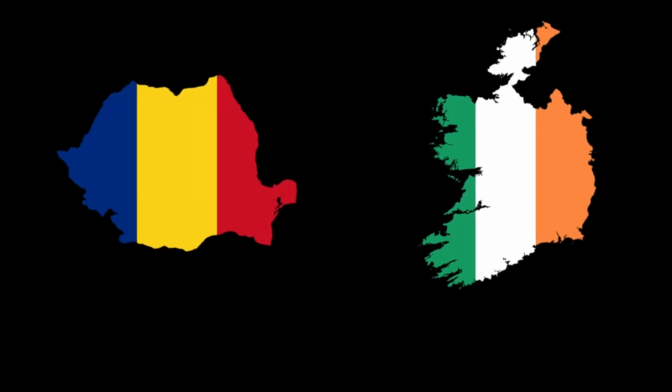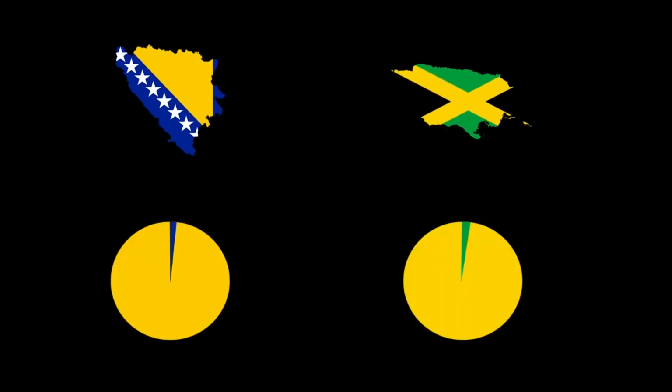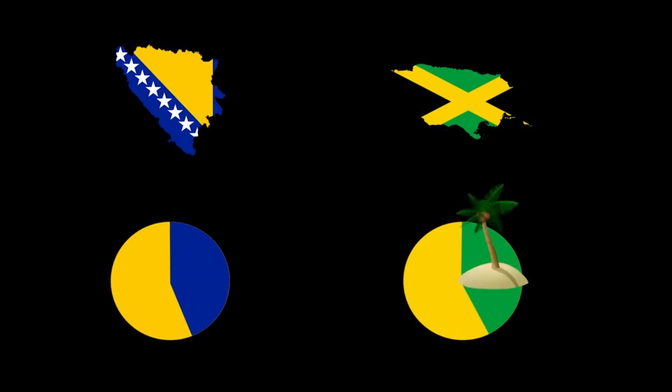For instance, Romania and Ireland have the same amount of cars per person. However, Ireland drives on the left, while Romania drives on the right. Another example of this quantity and quality is Bosnia and Jamaica. Bosnia and Jamaica have a similar percentage of agricultural land. However, Jamaica predominantly grows coconuts, while Bosnia mostly grows corn.